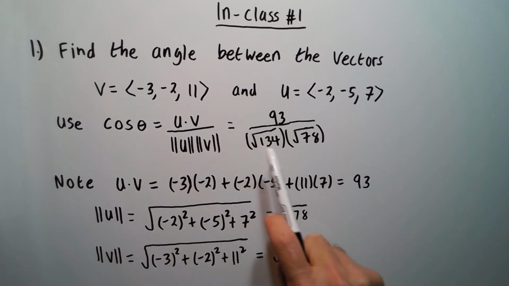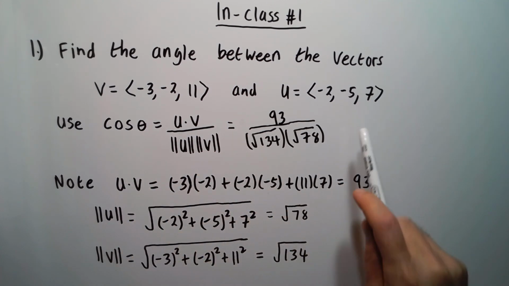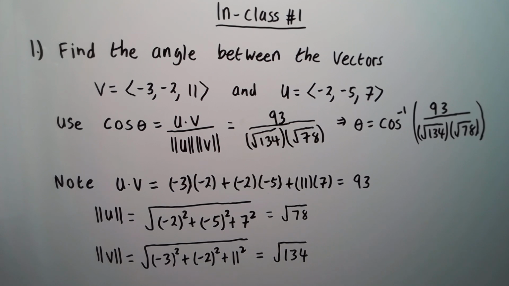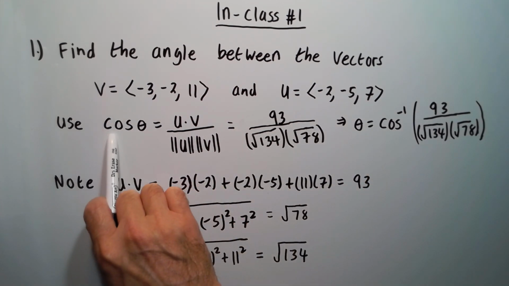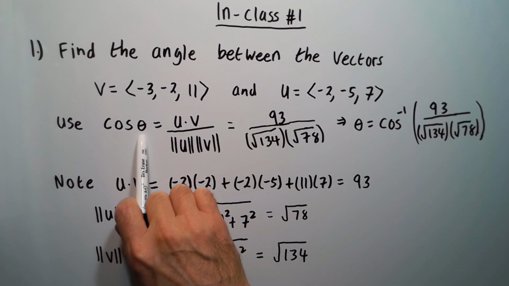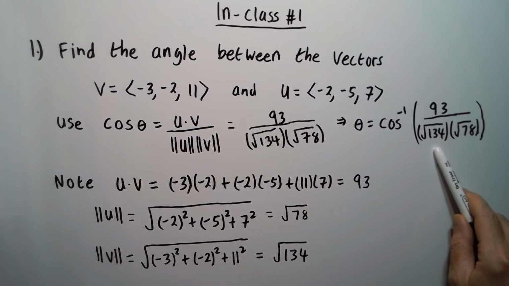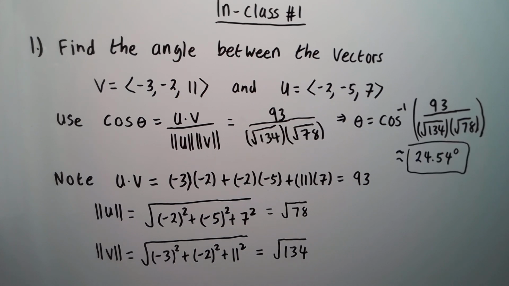Now let's take inverse cosine on both sides to find theta. So taking inverse cosine on both sides here, inverse cosine and cosine would cancel, so we'd be left with theta, and then inverse cosine on this side. Then plugging this into your calculator. I have my calculator in degree mode, so it's going to give you the answer in degrees. So plugging in the calculator, we get roughly equal to 24.54 degrees. Okay, so we're done with the question.